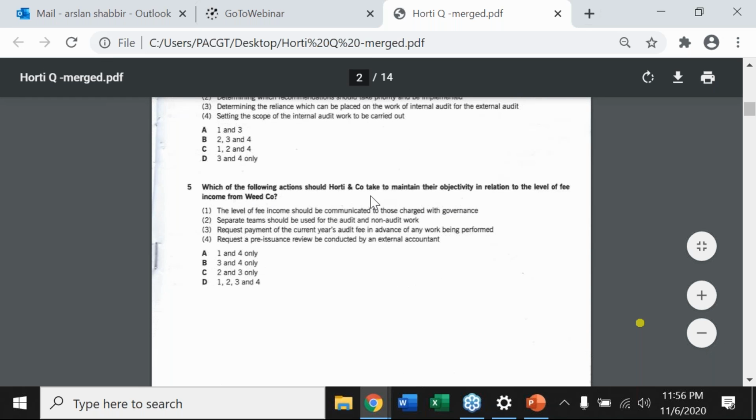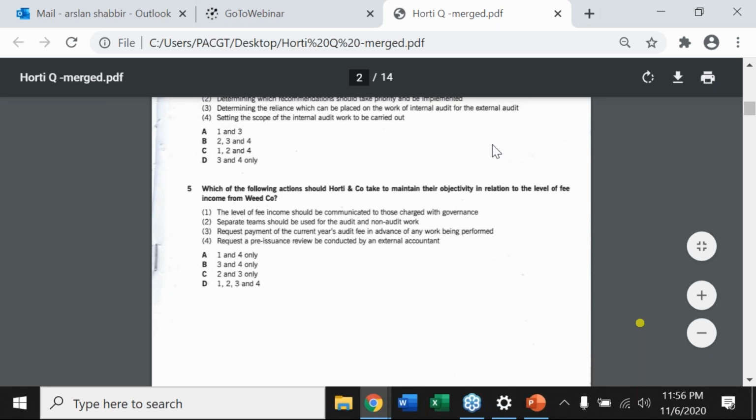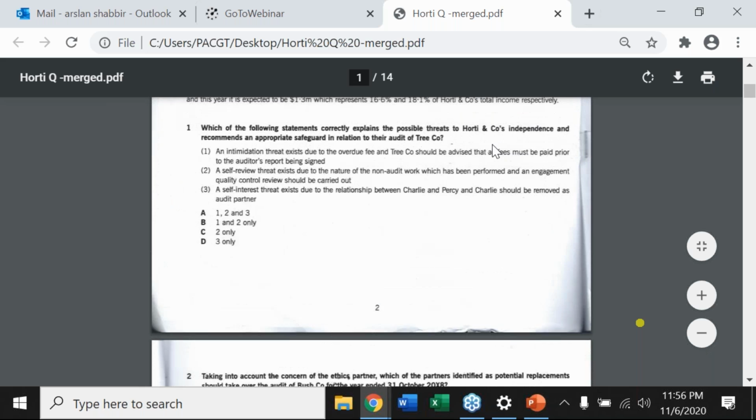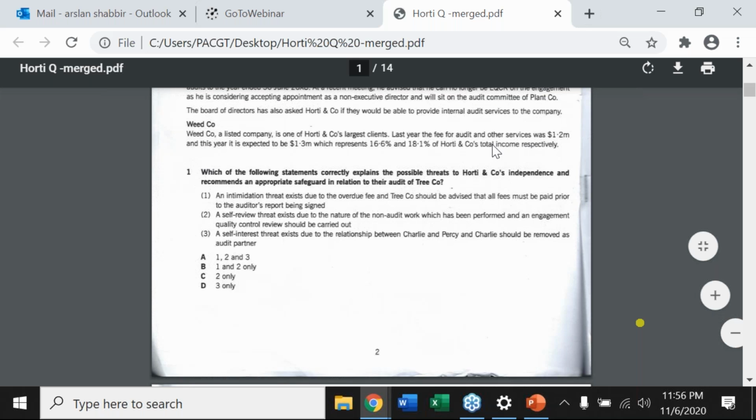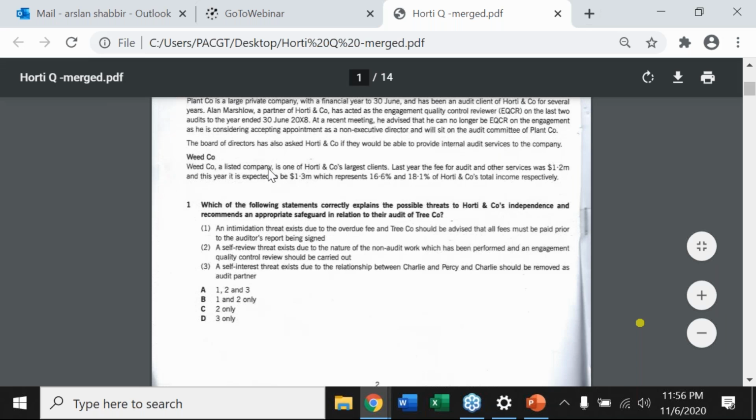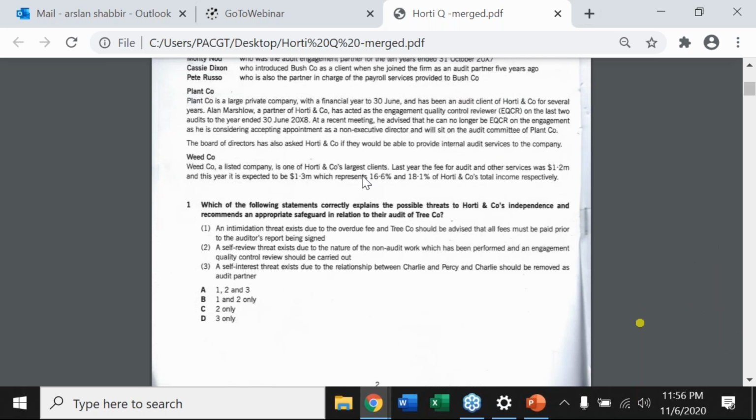Which of the following actions should HOTI and Co take to maintain their objectivity in relation to the level of fee income from WeedCo? See what is written. WeedCo, a listed company, is one of the HOTI and Co largest clients. Last year, the fee for the audit and other services was 1.2 million, and this year it is expected to be 1.3 million, which represents 16.6% and 18.1% of HOTI and Co total income.